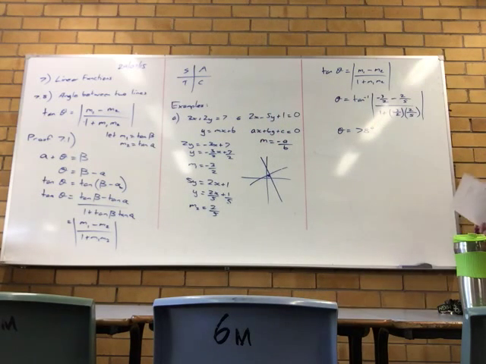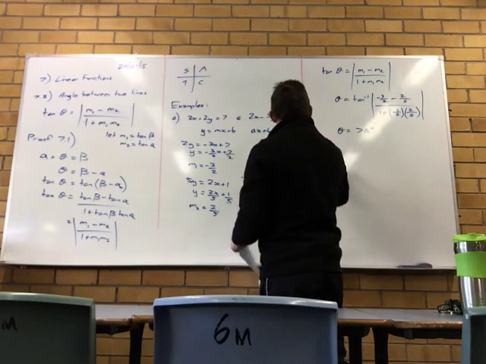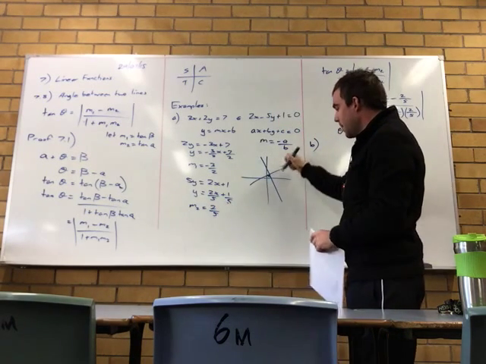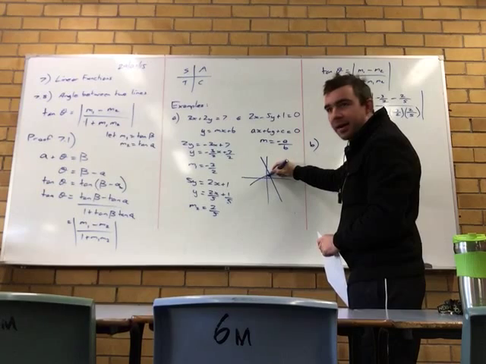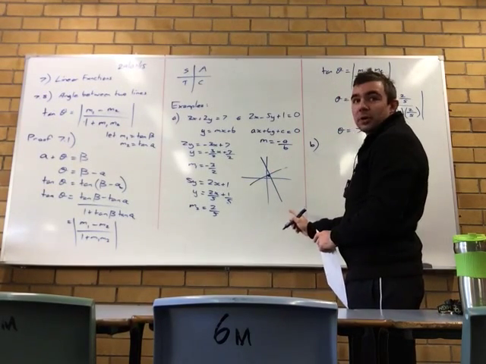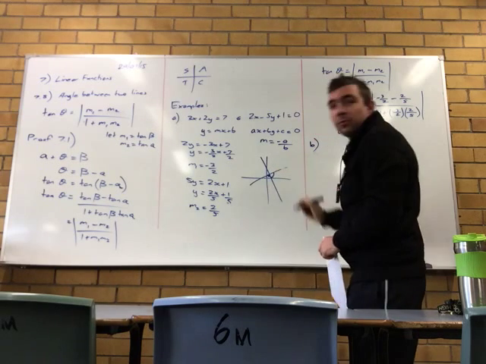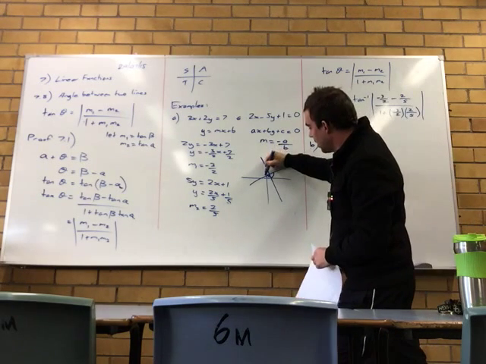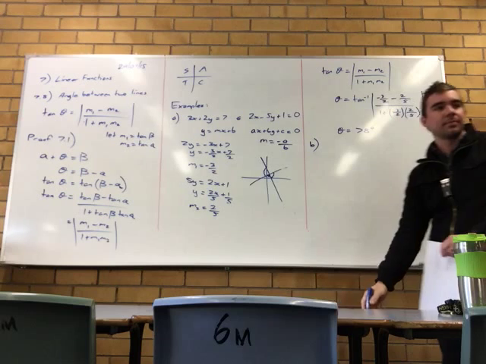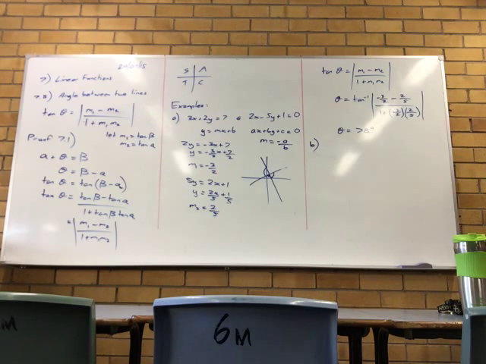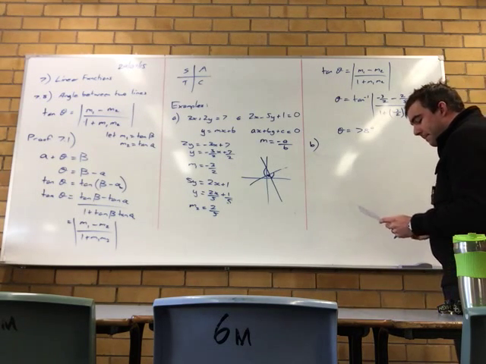Okay, so example A was to find the acute angle, example B, find the obtuse angle. So you're thinking about this, we just found that acute angle there. For that example, if I wanted the obtuse angle, I would need that one, wouldn't I? Or I would need that one for the obtuse angle. So think about what you need to do at the end.